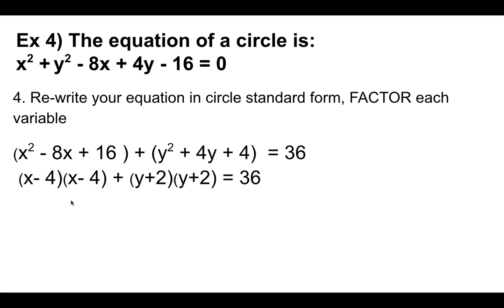You should have gotten negative 4 and negative 4. And then doing the same thing for your y values, you should get two numbers that multiply to 4 and add to 4: 2 and 2. And then notice, because I have x minus 4 times the quantity of x minus 4, and y plus 2 times the quantity of y plus 2, I can rewrite these as x minus 4 squared plus y plus 2 squared, and that's equal to 36.